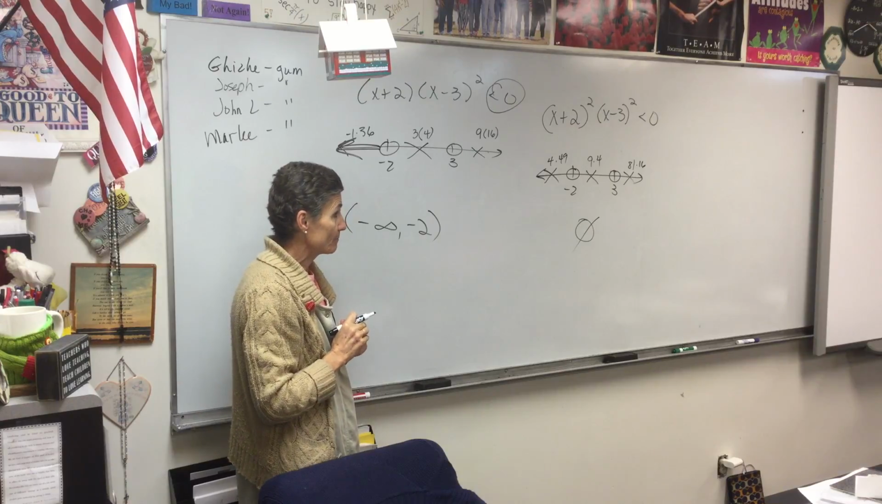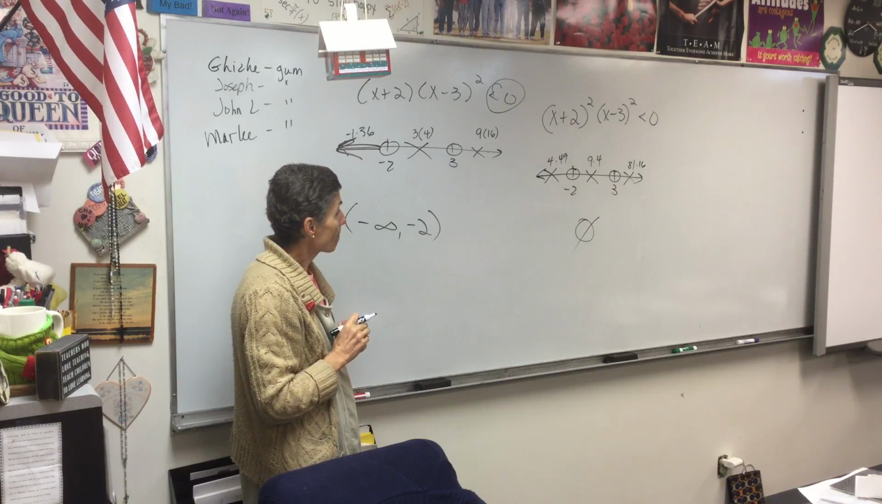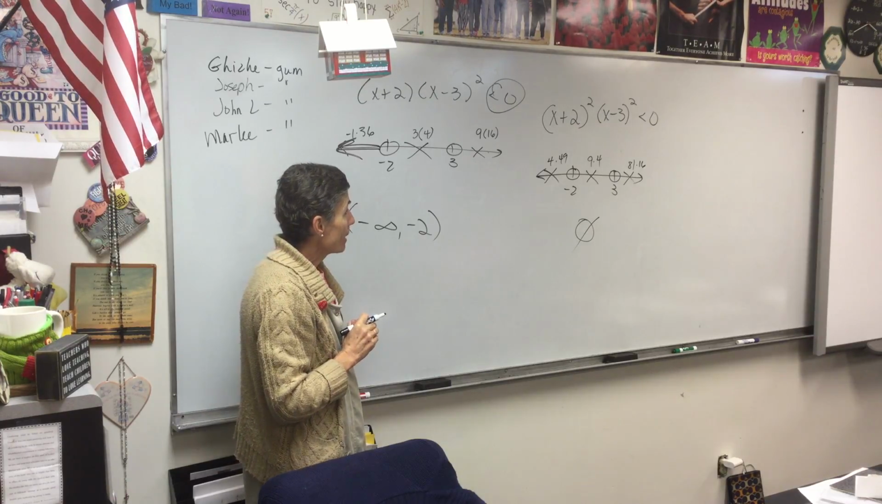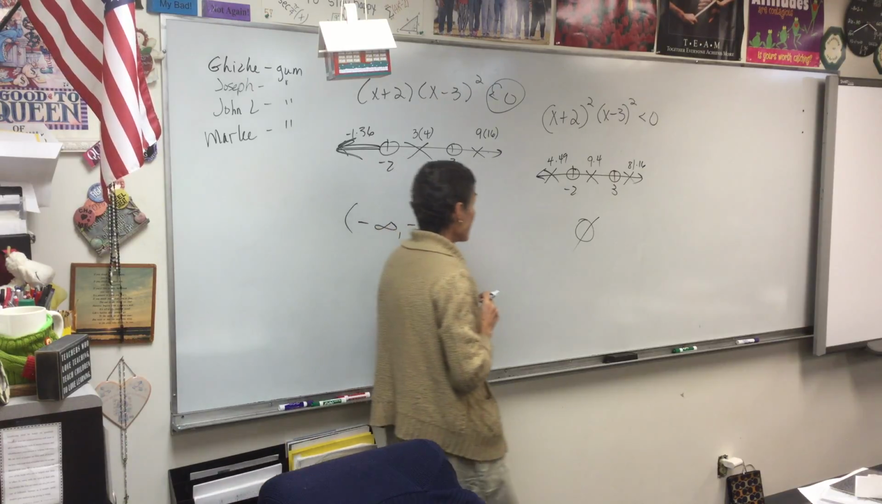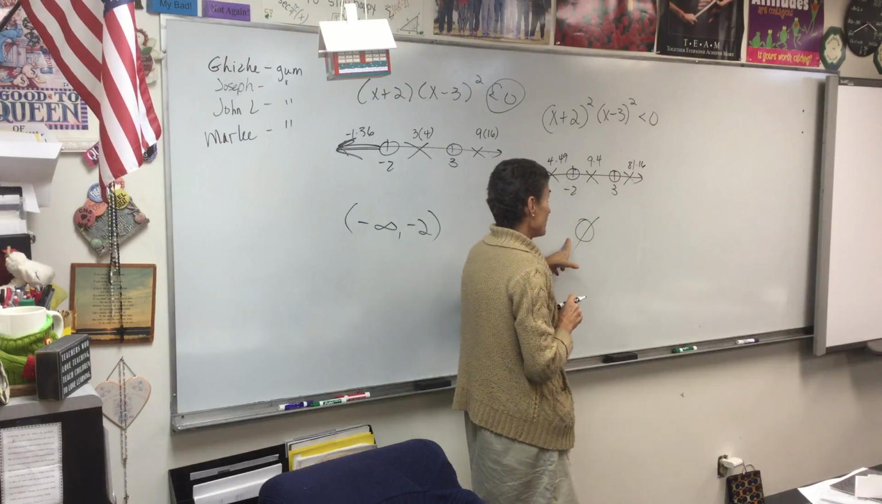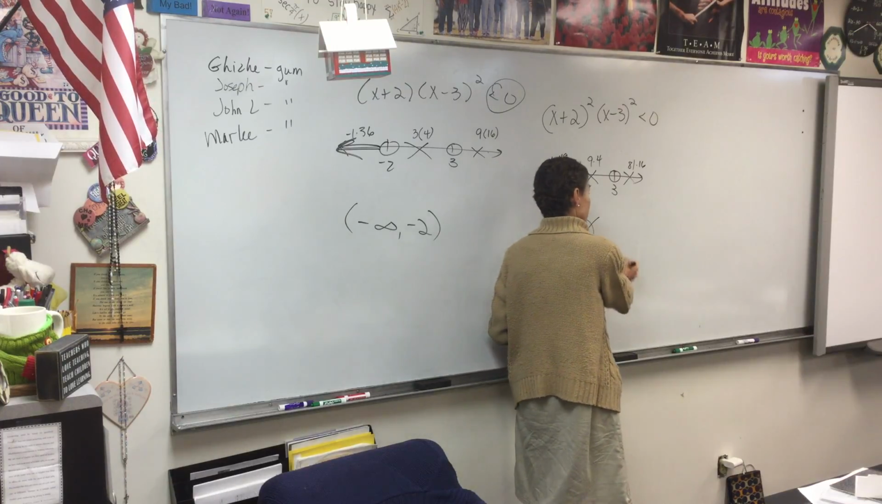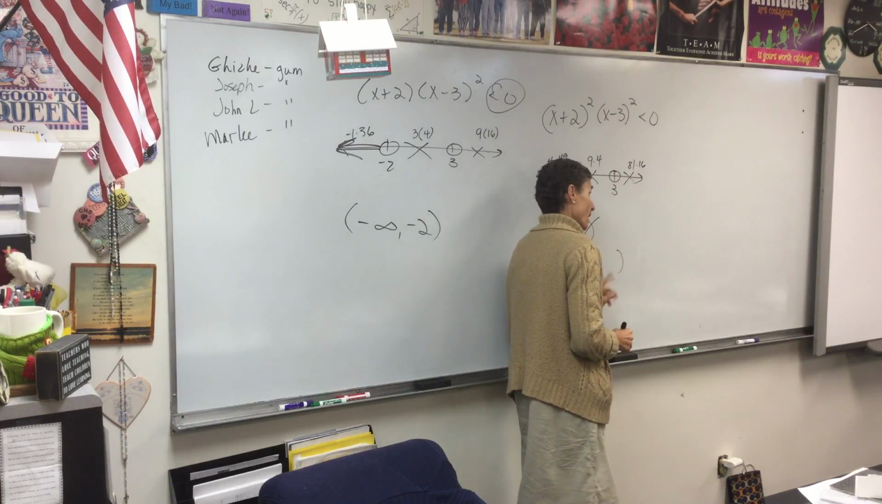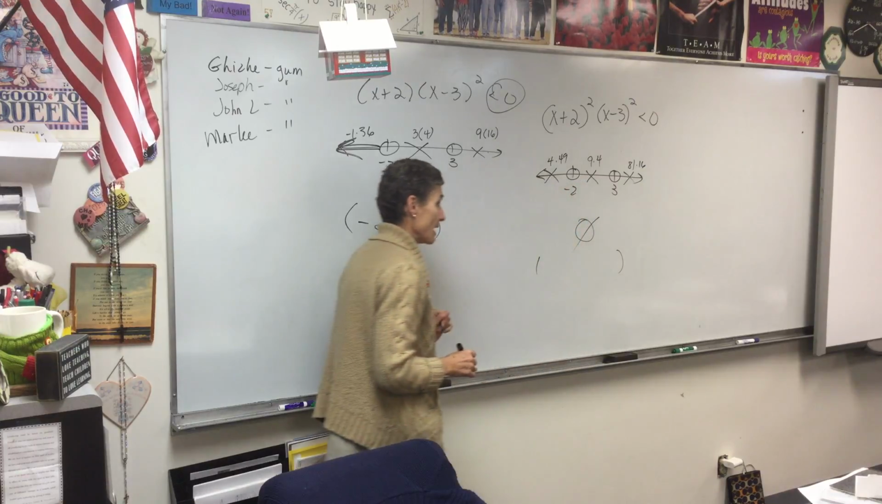That can't happen. Would you want us to still show work if a problem had no solution? If you could tell from the beginning that it was going to be no solution, I would be okay with that if you put a little explanation. Two squares cannot be negative, or something like that.